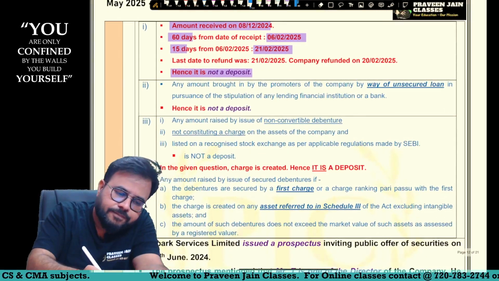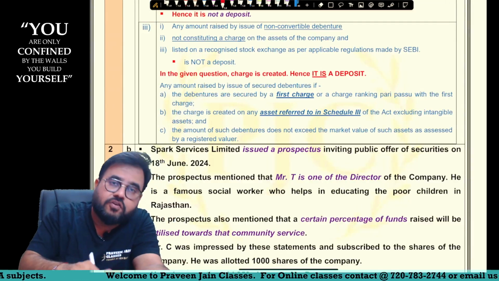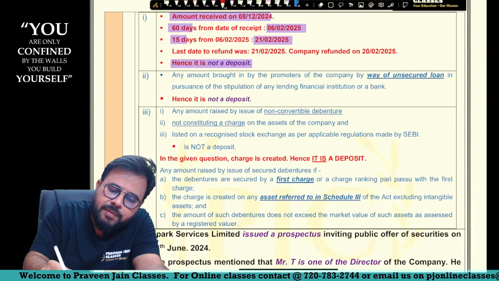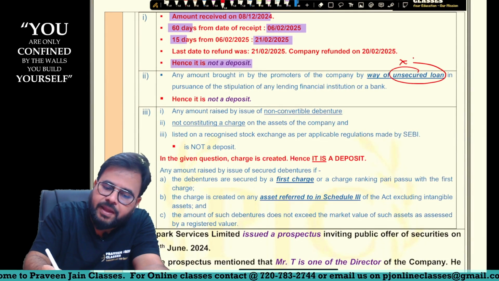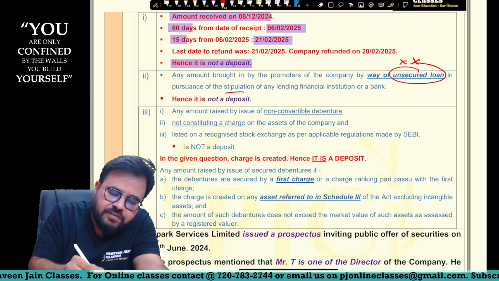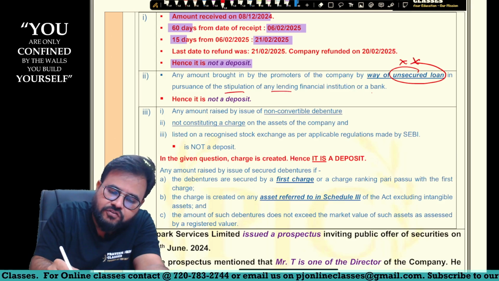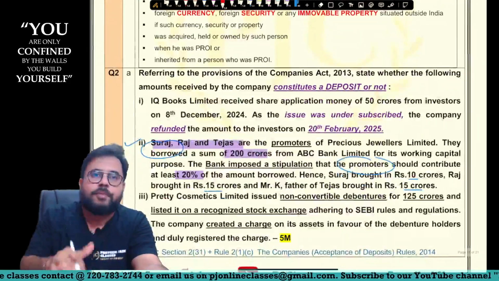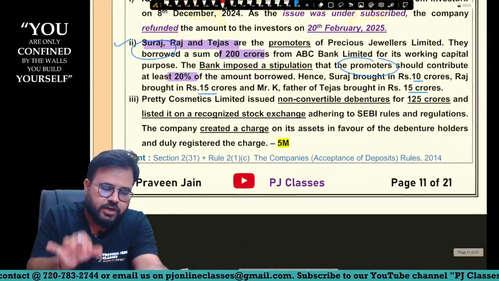You can see here. This is also given in Rule 2, Sub Rule 1, Clause C. Any amount brought in by the promoters of the company by way of unsecured loan, very, very important, sir, in pursuance of a stipulation of a lending financial institution or a bank is not a deposit. Hence, in this case also, because of the stipulation they brought, it is not a deposit, sir.